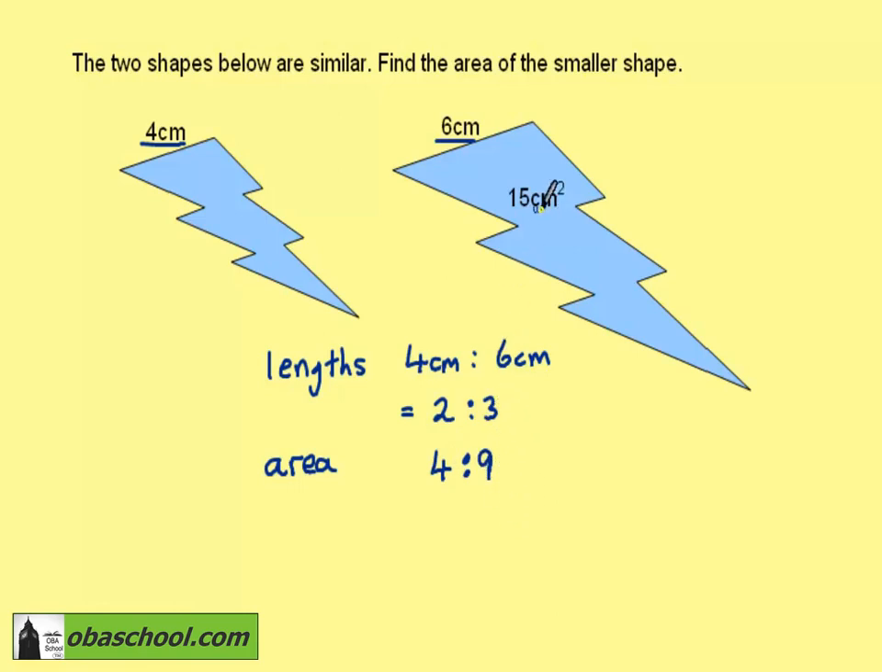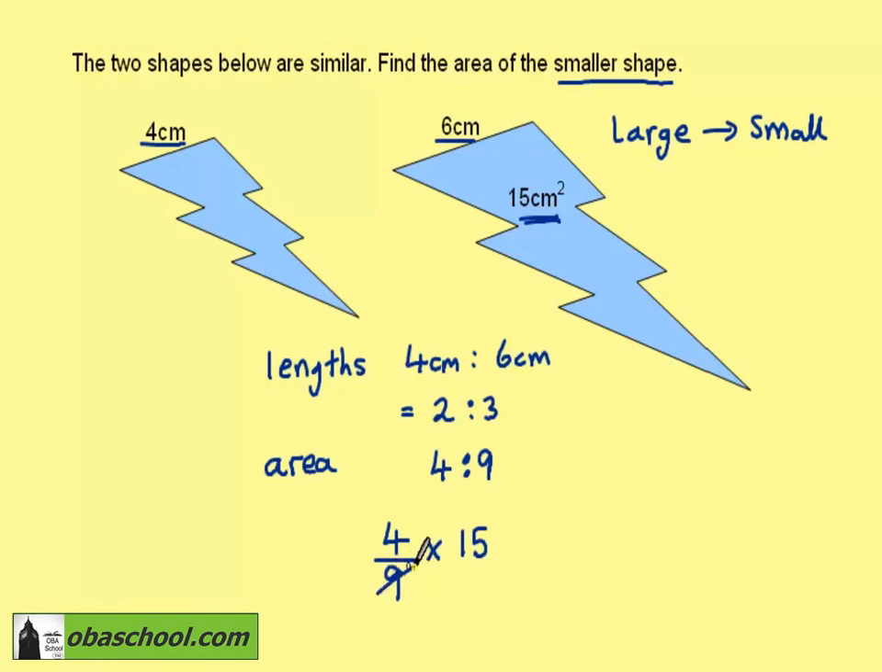Now consider that we're finding the area of the smaller shape given the area of the larger shape. If we're working from large to small, we know the area will be smaller, so we use the ratio as 4 over 9, with the smaller number on top. Multiply this by 15.